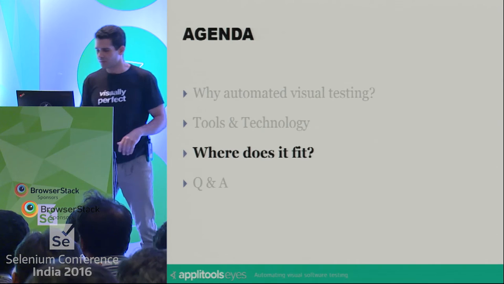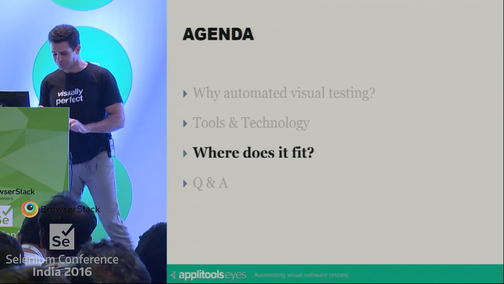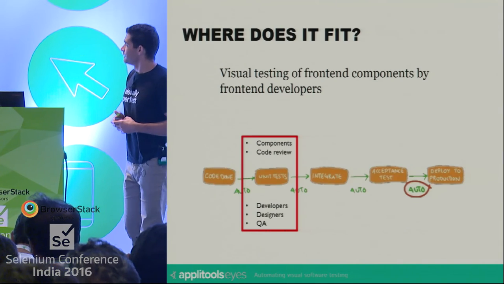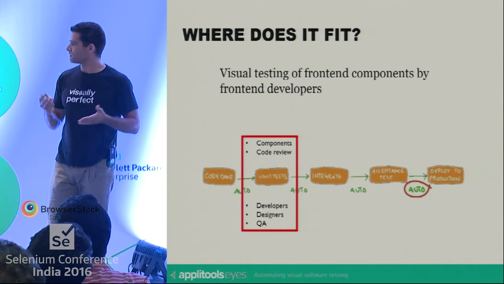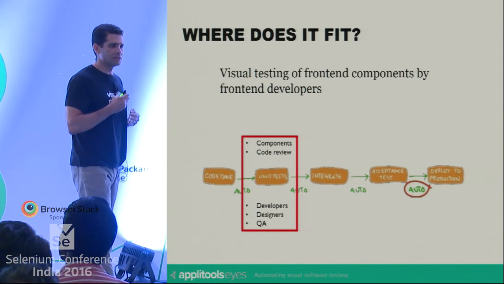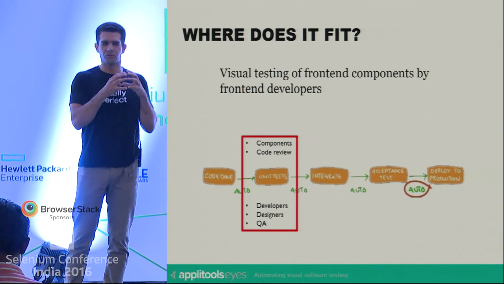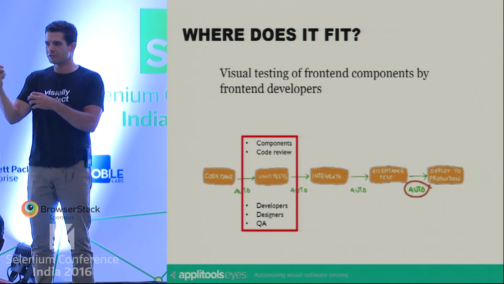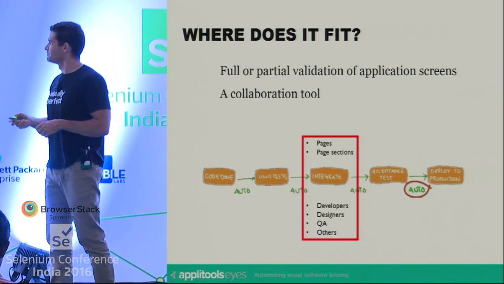Now, the next thing I want to talk about is how all of this fits in the development lifecycle. The quick answer is that it fits in all stages. When we talk about unit testing, we also already talked about how front-end developers can use it as a visual unit test to make sure that the components that they build don't break when they change code. Easy to send to code review, easy to share.